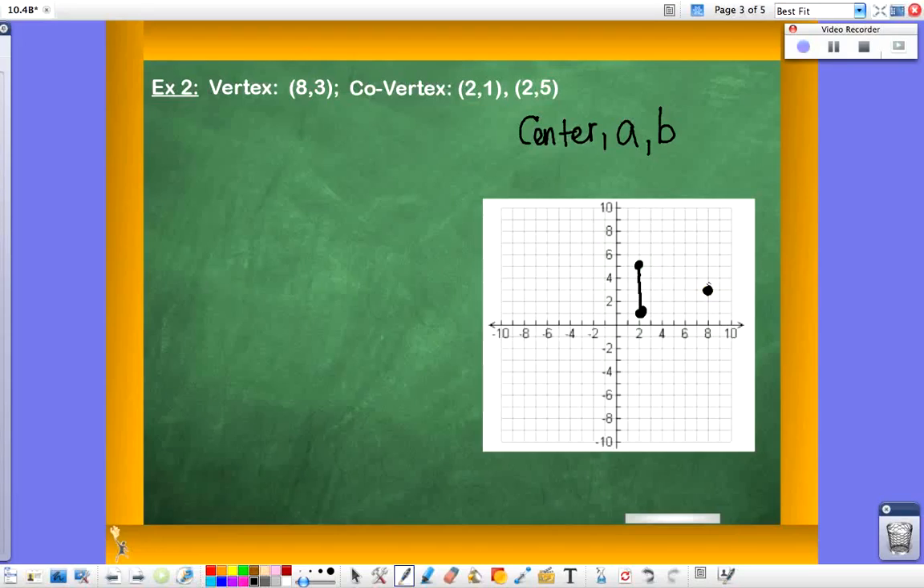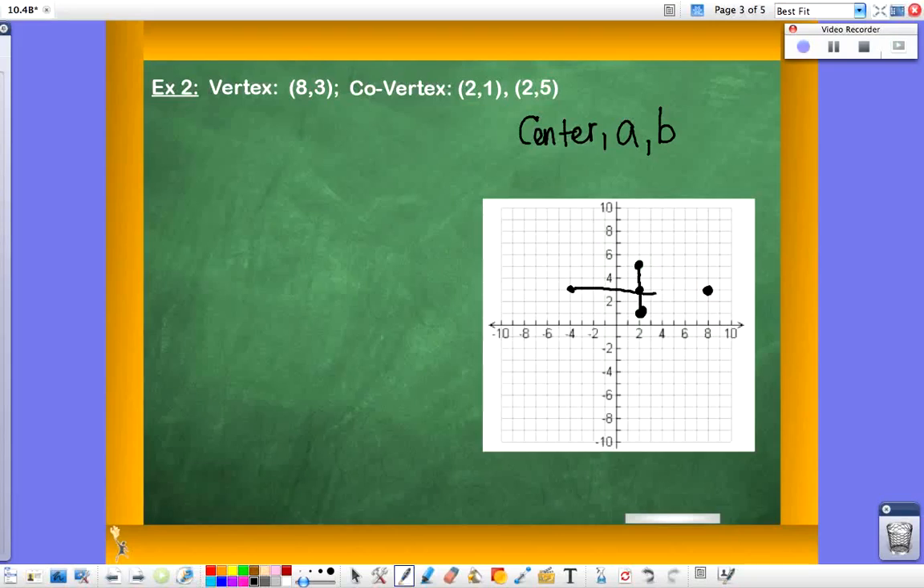Therefore, however far it is from the minor axis to the right, it should also be the same distance to the left. So, visualizing this, look at where the vertex and the minor axis would meet. They would meet right here. They are 1, 2, 3, 4, 5, 6 units apart, meaning that the other vertex would be 6 units to the left. 1, 2, 3, 4, 5, 6.